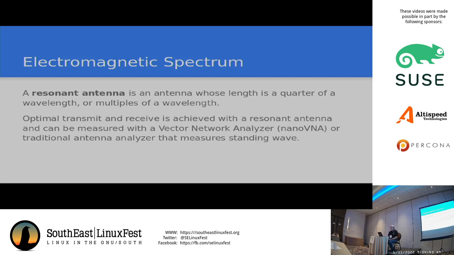The way you can measure that, and I brought one of these devices, and at the Birds of a Feather session at 11, I'm going to bring everything down so people can get hands-on looking at some of the devices, is a NanoVNA, a vector network analyzer, or an antenna analyzer. So you can use an analyzer to measure the resonant frequency of an antenna to see what the optimum frequency is for that particular antenna.